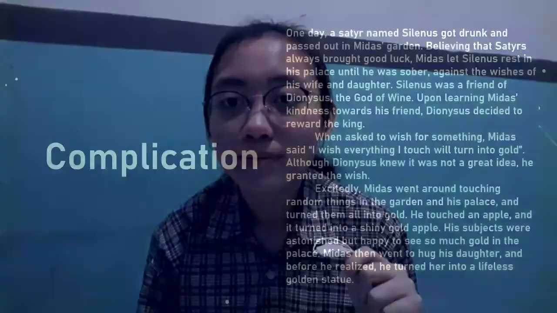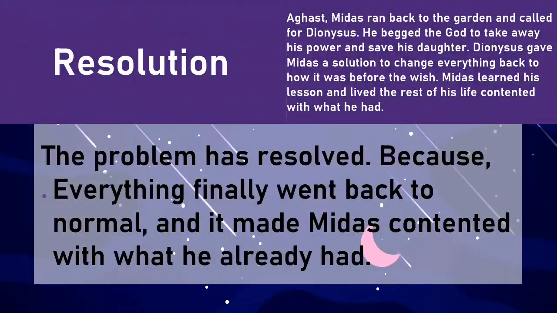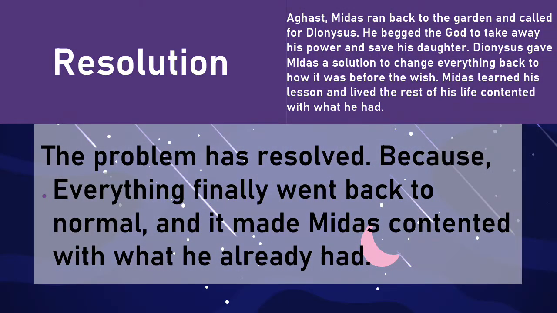Dionysus, who is a friend of Silenus and also the god of wine, rewarded Midas for his kindness by granting his wish to be able to turn everything he touched into gold. The story reached its climax when Midas accidentally turned his beloved daughter into a lifeless golden statue. And the last paragraph is the resolution. The problem has resolved because everything finally went back to normal and it made Midas contented with what he already had.